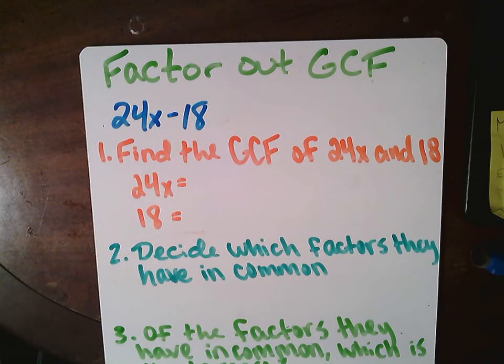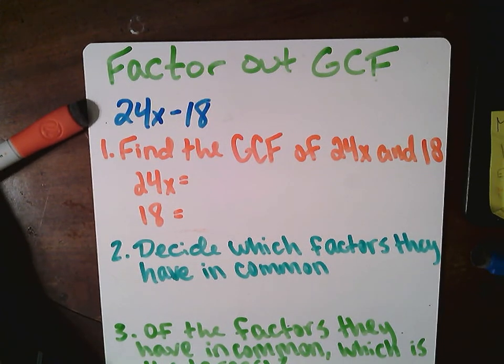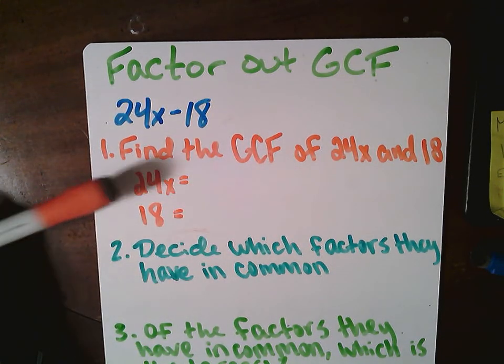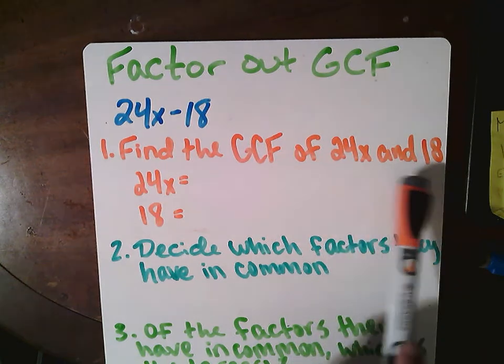So in yesterday's video, you saw how you can factor out the greatest common factor and rewrite the expression. So I'm going to factor out the greatest common factor here. We'll just go over it real quick to make sure that you understand. So if I have 24x minus 18, we want the greatest common factor of 24x and 18. So this is step 1, we have to find the greatest common factor of these two terms.